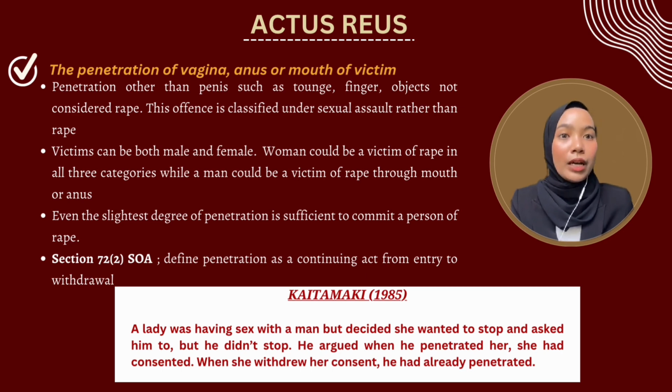Victims of rape under United Kingdom law can be both male and female. Women could be a victim of rape in all three categories, while a man could be a victim of rape through mouth or anus. Even the slightest degree of penetration is sufficient to commit a person of rape. Section 72, subsection 2 of the Sexual Offences Act: penetration is a continuing act from entry to withdrawal.